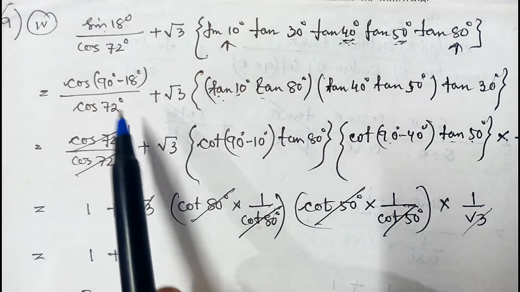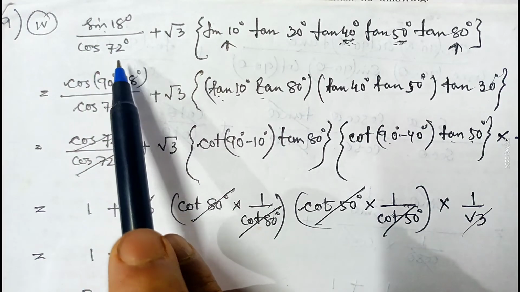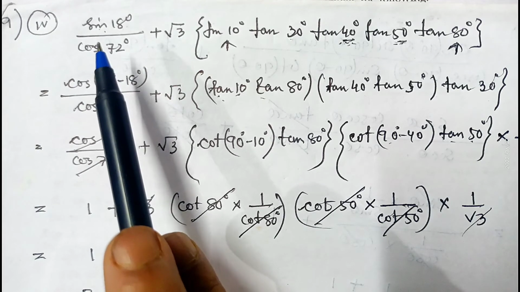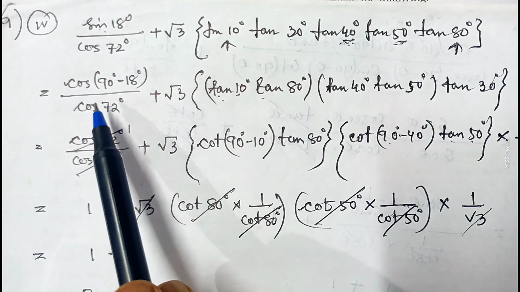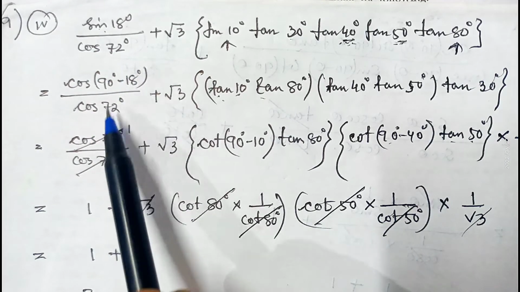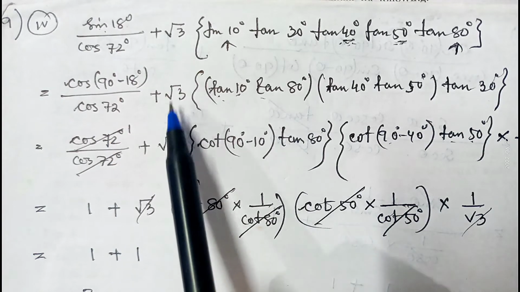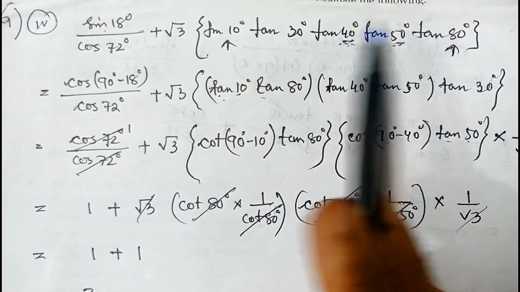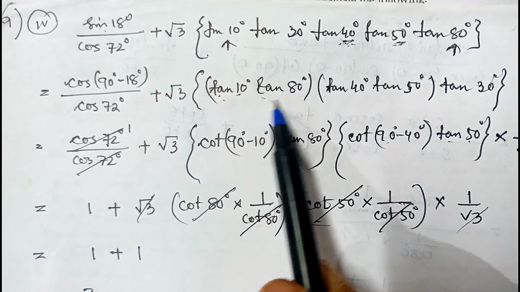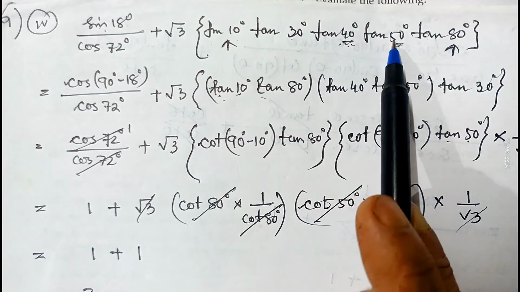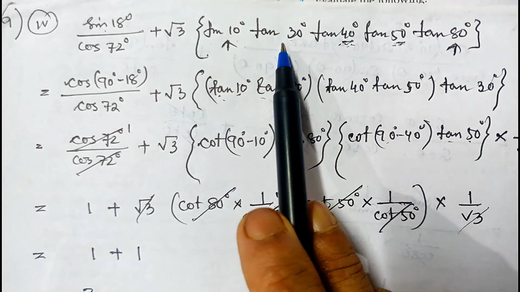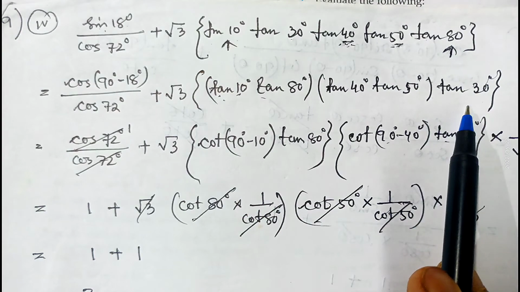Here also, like the previous sum, sine of 18, cos of 72. Out of these two, any one we have to change. So instead of sine of 18, we are writing cos of 90 minus 18 by cos of 72 plus root 3. Here tan 10 degree and tan 80 degree, 80 plus 10 is 90, so these two will be grouped together. Here 40 plus 50 is 90, so these two will be grouped together, and tan 30 degree will be kept separately.